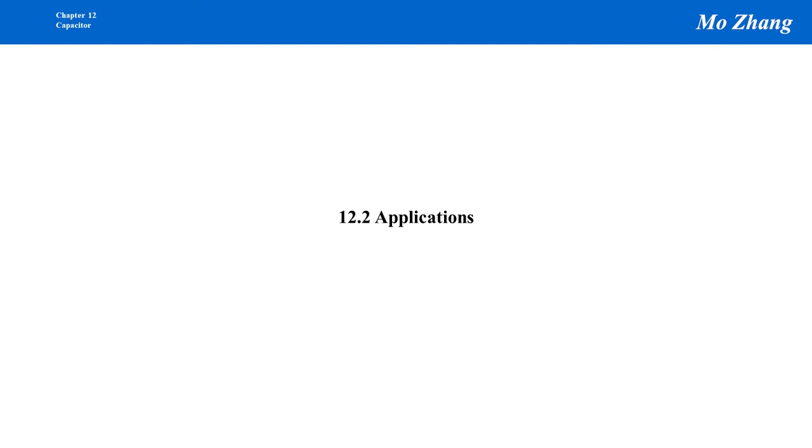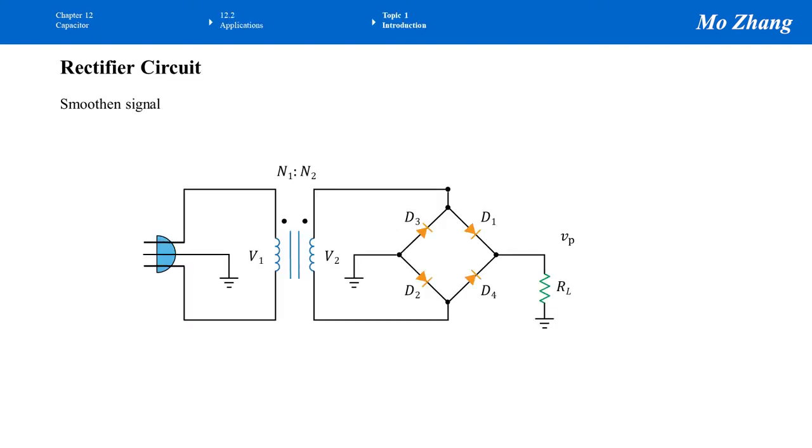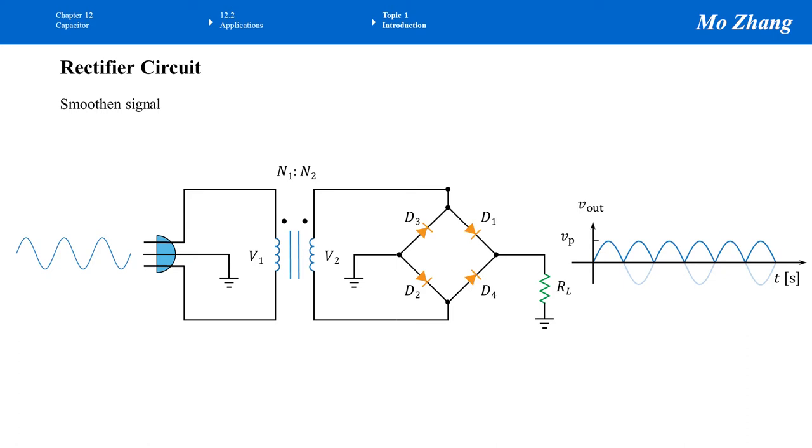12.2 The applications of capacitors. So here this circuit is called a rectifier circuit. It shows one application of using a capacitor. This circuit itself is called a rectifier circuit, or simply a rectifier. It is used to convert AC to DC, where AC means alternating current and DC means direct current.